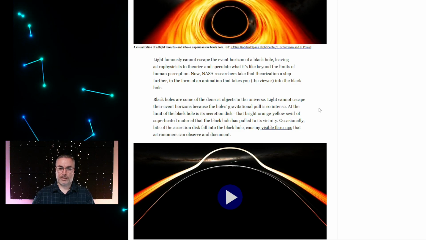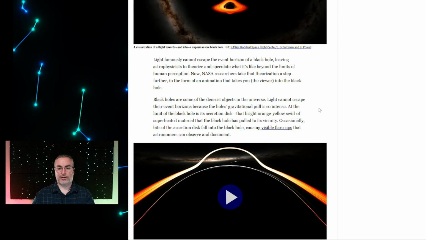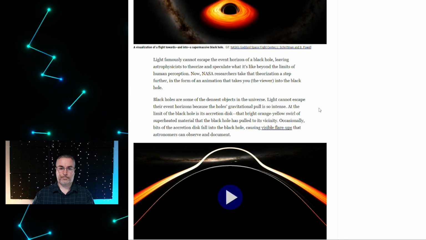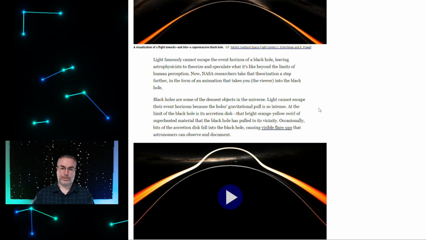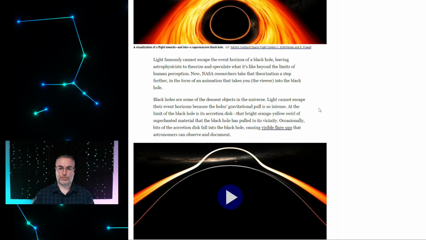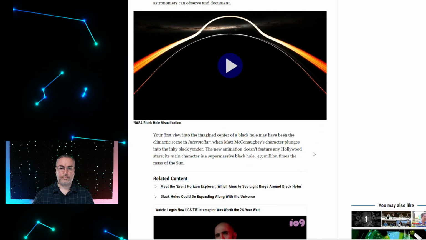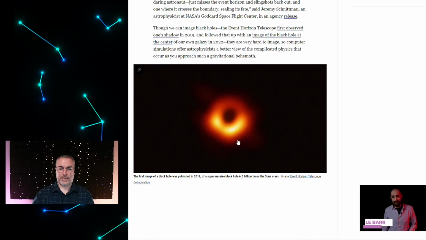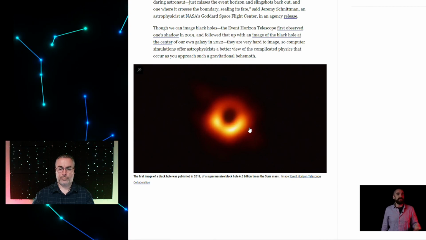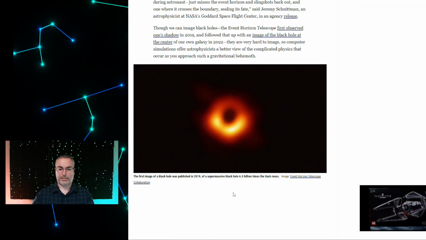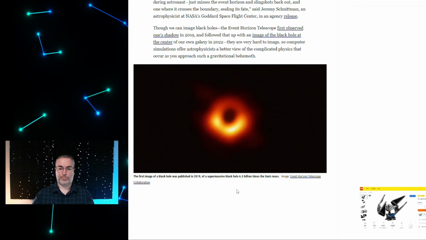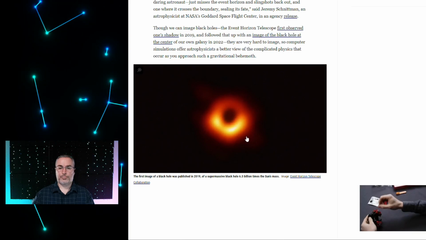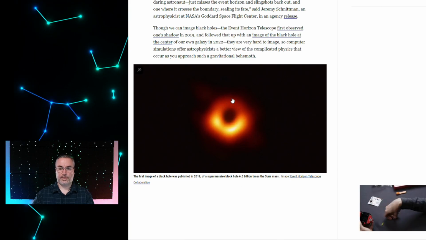Light cannot escape their event horizons because the hole's gravitational pull is so intense. At the limit of the black hole is its accretion disk, that bright orange-yellow swirl of superheated material. I think it keeps on going, but this is actually an image of what is believed to be a black hole, published in 2019, a supermassive black hole, 6.5 billion times the sun's mass. Pretty fascinating. And this is the accretion disk.